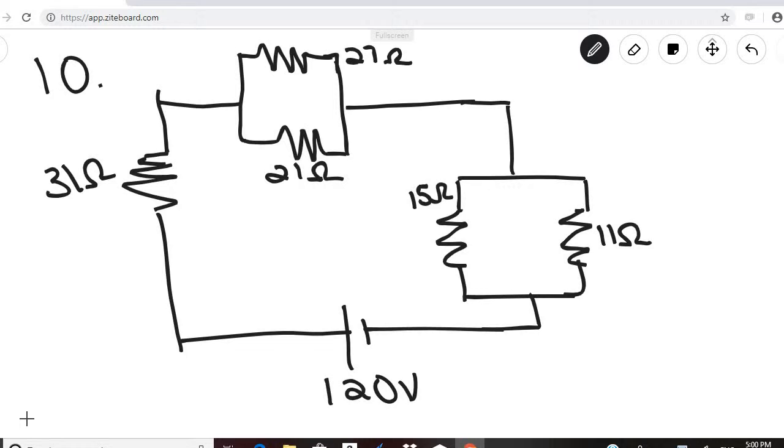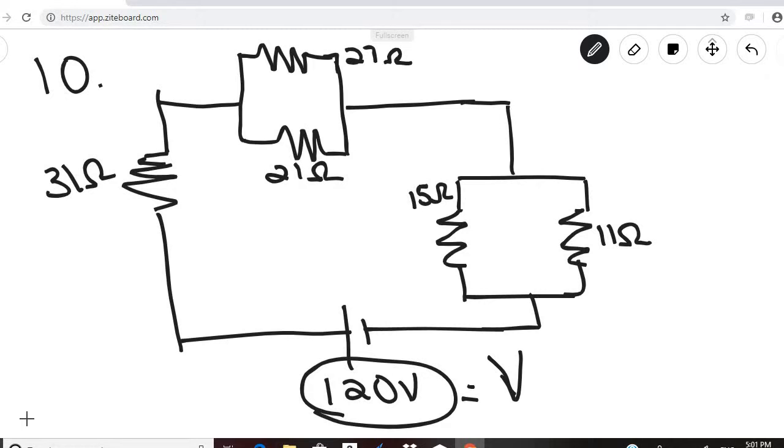So I've gone ahead and drawn up the circuit here, and what we are asked to find in this circuit is the power. Okay, so we have the voltage given here as 120 volts, and then we have these various resistances. And so what we have to do with this problem is determine which of the resistors are in parallel and which are in series.